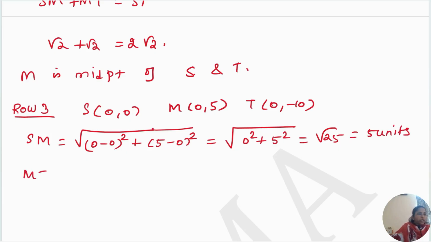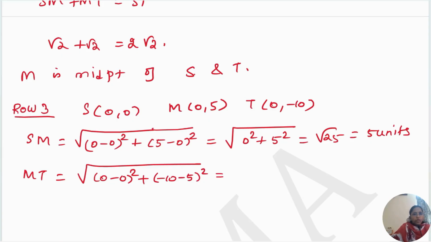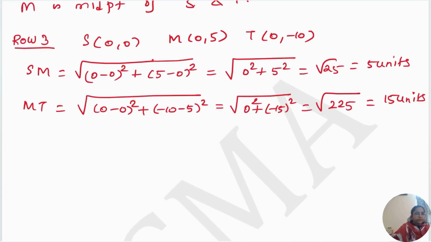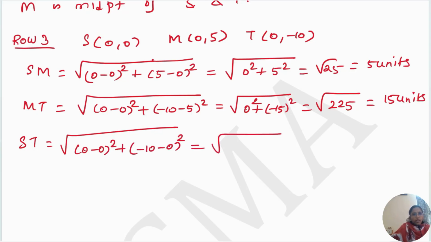And then MT calculation: root of (0 minus 0) the whole square plus (minus 10 minus 5) the whole square. So here it is 0 plus minus 15 the whole square. So this is 225, which is equal to 15 units. And then ST calculation. For ST, (0 minus 0) the whole square plus (minus 10 minus 0) the whole square. So 0 square plus minus 10 the whole square. Then it is root of 100, which is equal to 10 units.